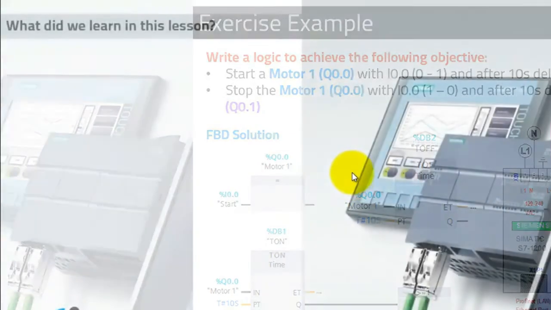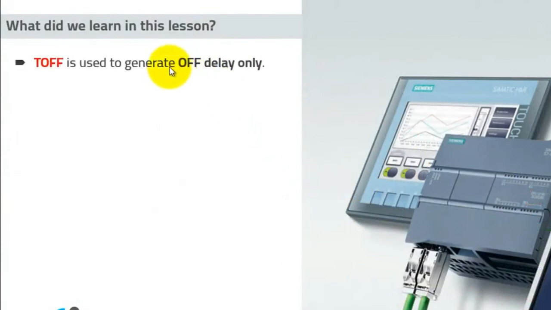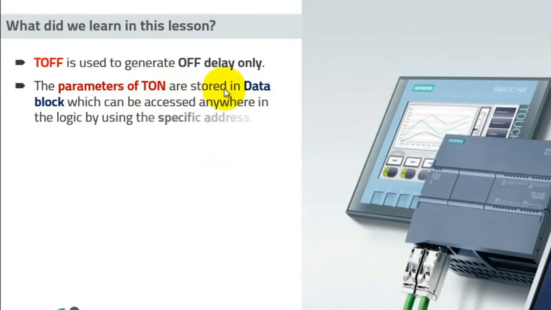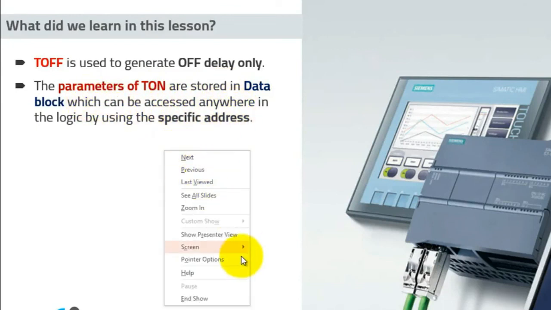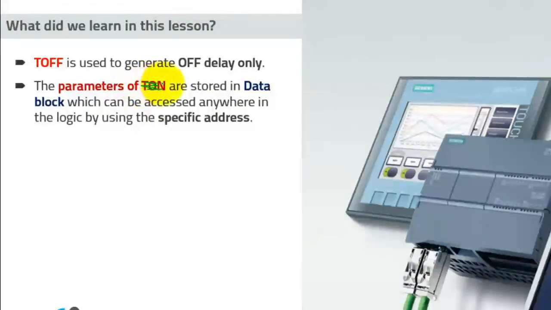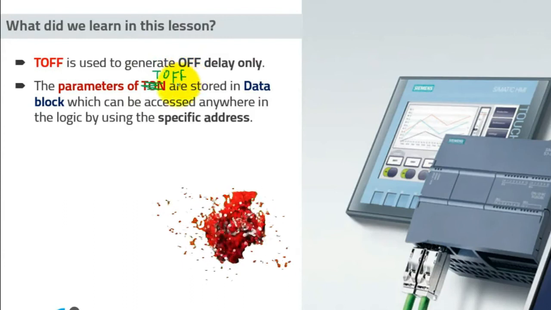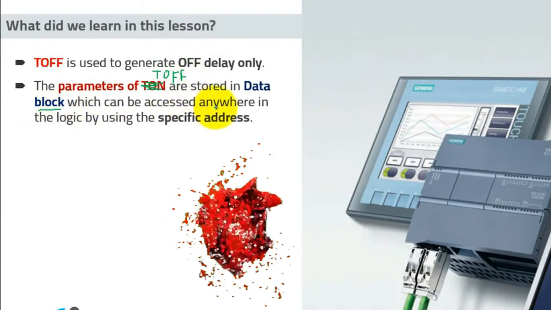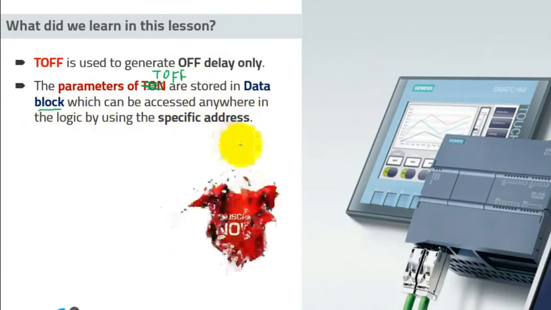So let's review what we have learned. T off is used to generate off delay only. Okay, when the input goes from on to off, timer starts and you have an off delay. The parameters of T on are stored in a data block, which you can access anywhere. Okay, so just because of the continuation of this presentation, the parameters of T off are much similar to T on because both parameters are stored in a data block, which we can use anywhere in the logic by using specific addresses.